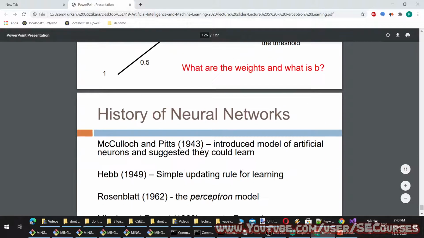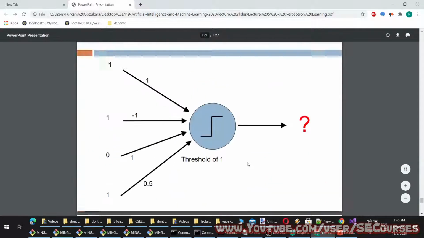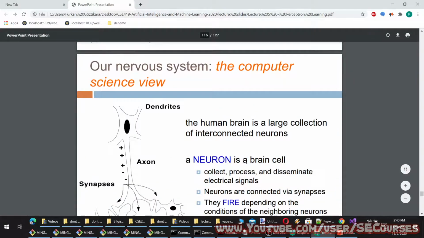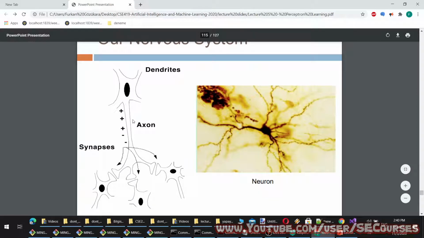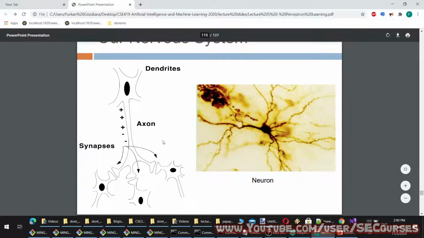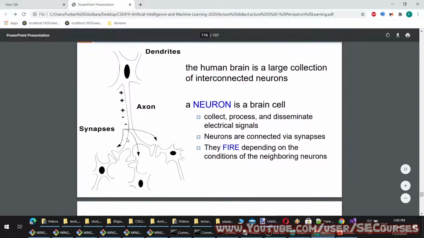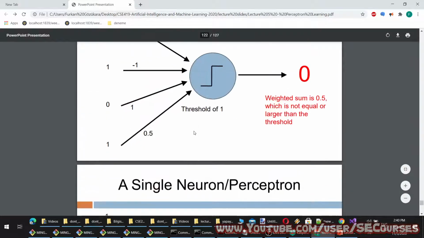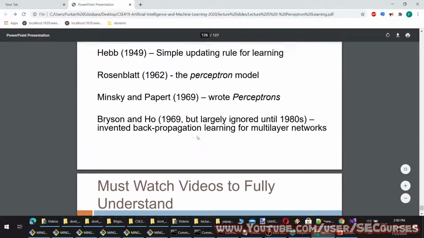So the weights here are being the axons, probably, or the synapses, I'm not sure. And based on the input, it fires or not.